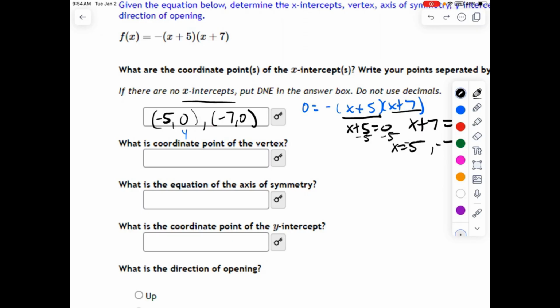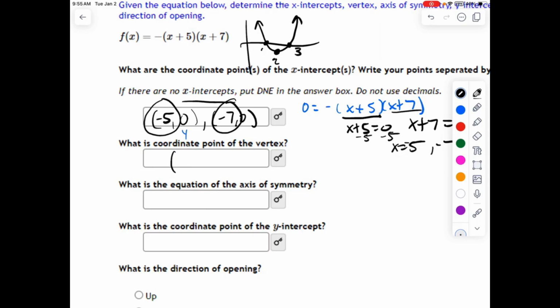Alright, so next we have: what is the coordinate point of the vertex? Remember, the vertex is that turning point, the maximum or minimum of the graph. So let's say we have x-intercepts at 1 and 3, the vertex is that turning point at the bottom, and it's in the middle of your intercepts. Meaning that if the x-intercepts are at 1 and 3, what's the middle of 1 and 3?